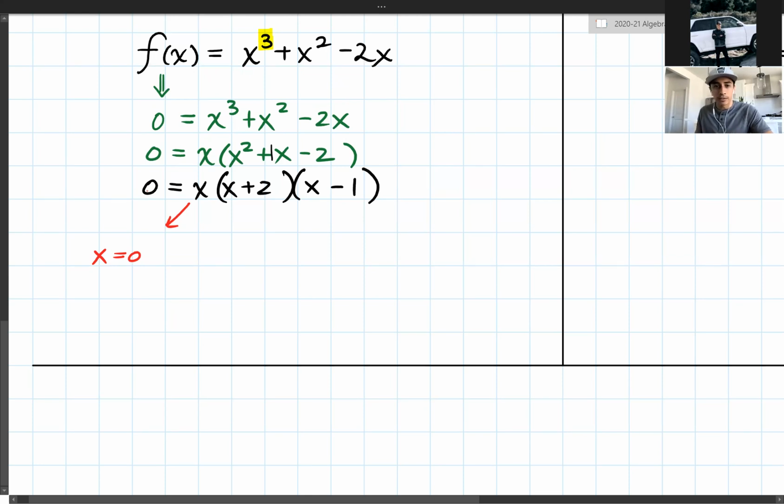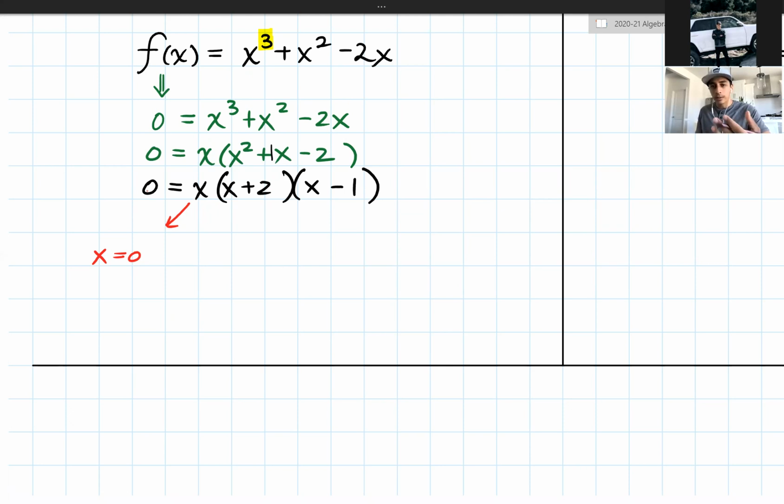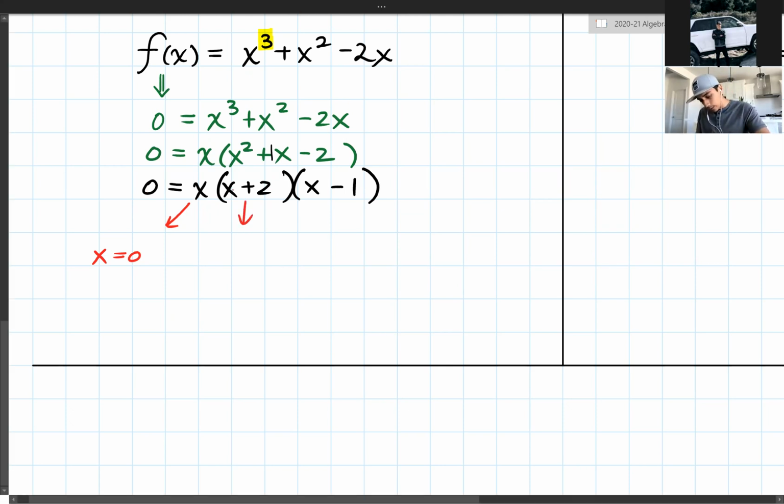It seems strange, because it's like, okay, is that it? Are we done? Yeah, we're done. That's it. We have a solution where x is equal to 0. We have another one. x plus 2 is equal to 0. This time, x plus 2 has no power. This is just x plus 2 once. So when I solve, this is just x equals -2.